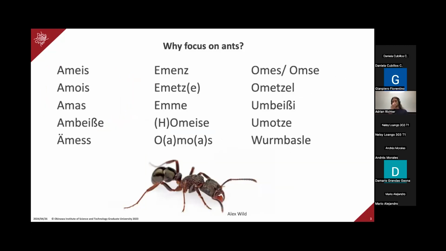Now to start us off, why am I even focusing on ants? Probably most of you, I don't have to convince that ants are actually pretty cool. They're pretty cool insects. But I still like to show this slide to demonstrate this a tiny bit. All of the words that you see on this slide are just different words to refer to ants in different German languages and German dialects.